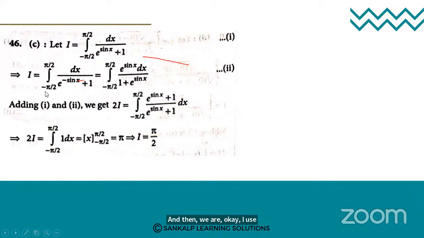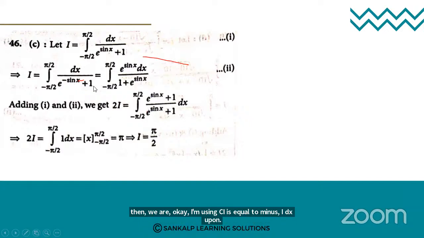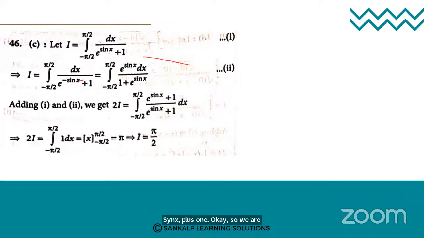I is equal to the integral from minus pi by 2 to pi by 2 of dx upon e raised to sin x plus 1. Now we make use of f of minus x, and on simplifying, we get e raised to sin x upon 1 plus e raised to sin x. So by adding equation 1 and 2, the numerator and denominator are the same, so they cancel off.